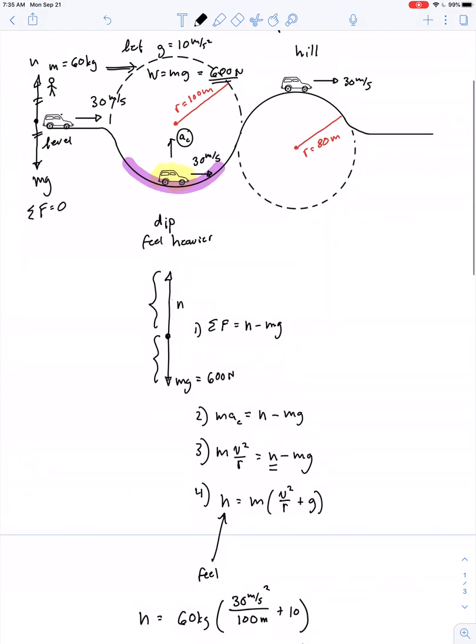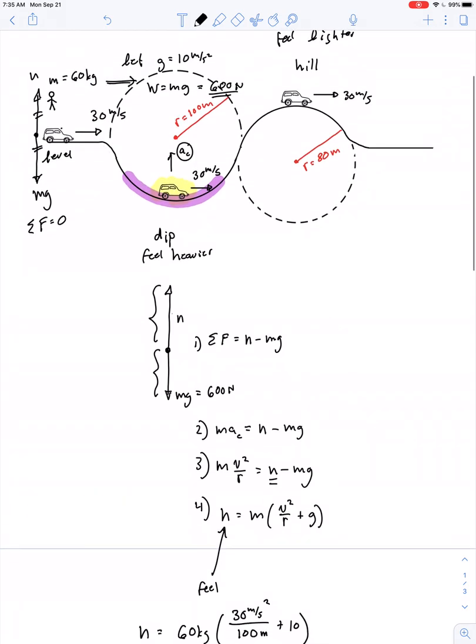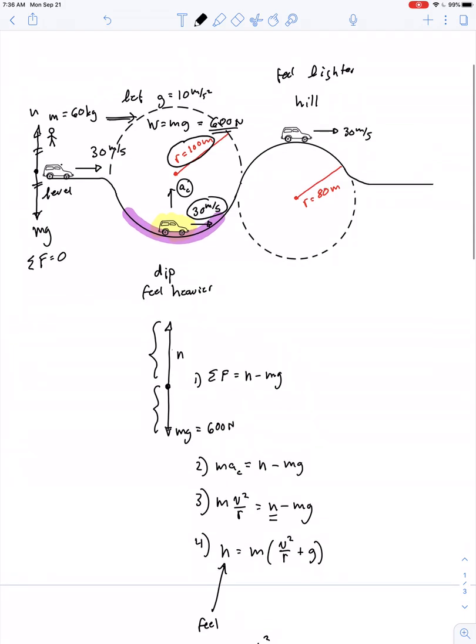So maybe the numerical values I made up were a little bit ridiculous, right? This might be a rather small radius of curvature for roads that have speeds at 30 meters per second. Anyhow, as you go over the top of the hill, a similar scenario takes place. Now, there's going to be no difference whatsoever in your weight vector.